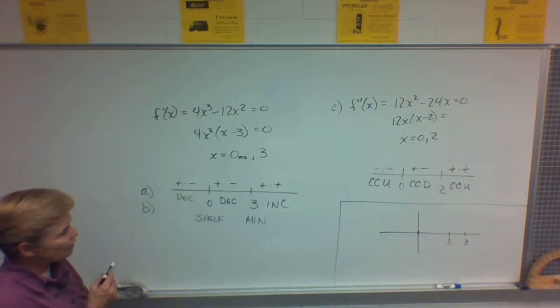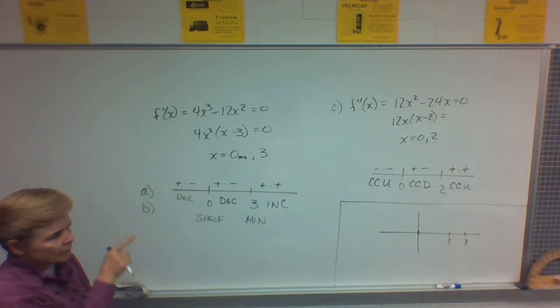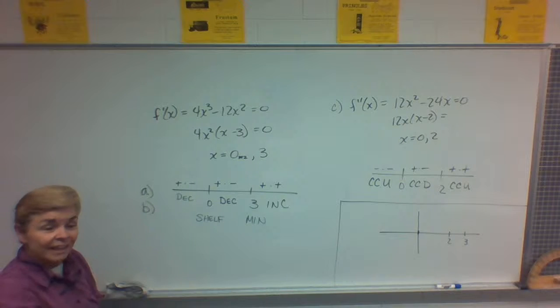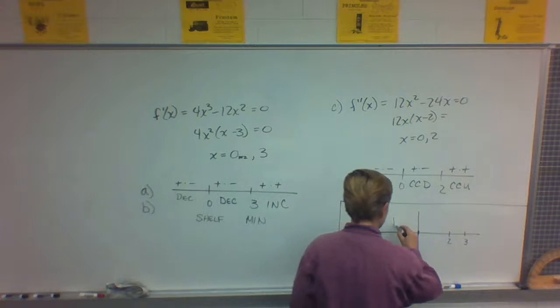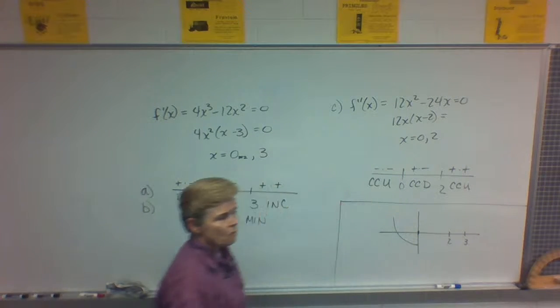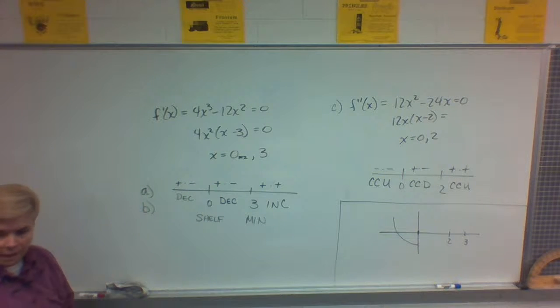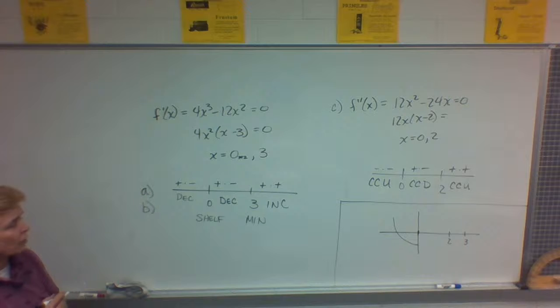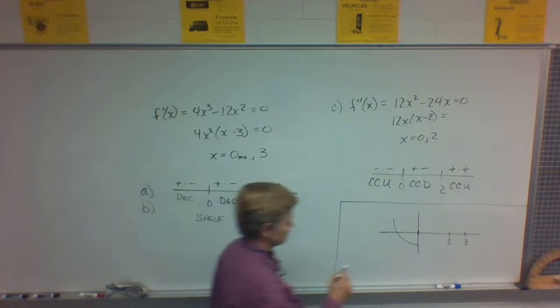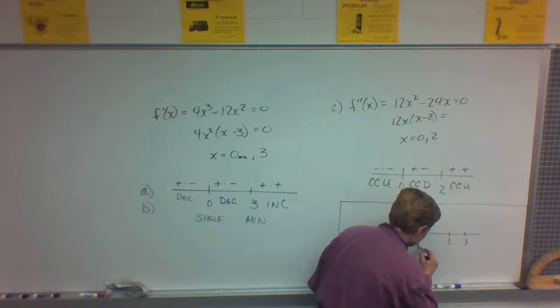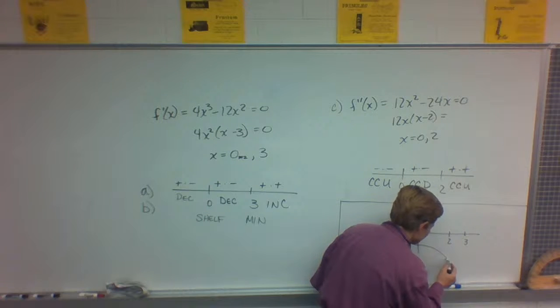Starting to the left of 0, what's it going to be doing? Decreasing. It's going to be coming down and be concave up, like this. It isn't too bad once you have this information. Between 0 and 2, what's it going to be doing? Decreasing, concave down. So coming down and concave down. There's our shelf point right there. There's your concave down.